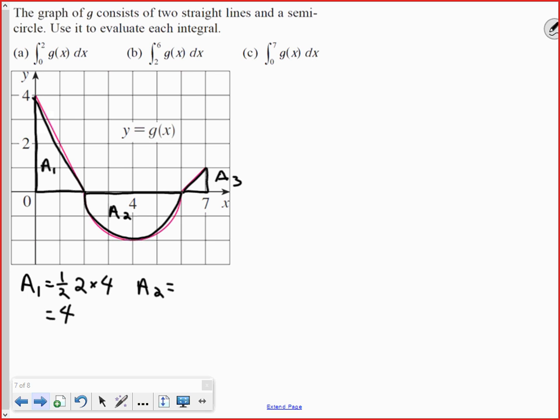Area 2 is 1/2 that circle there. So it's 1/2 pi r squared. Our radius is 2. So we'll put in 2 squared. So 1/2 pi times 4 is going to be 6.28. And then area 3, that little triangle in there, is going to be 1/2. Our base is 1, our height is 1, so we just get 0.5.